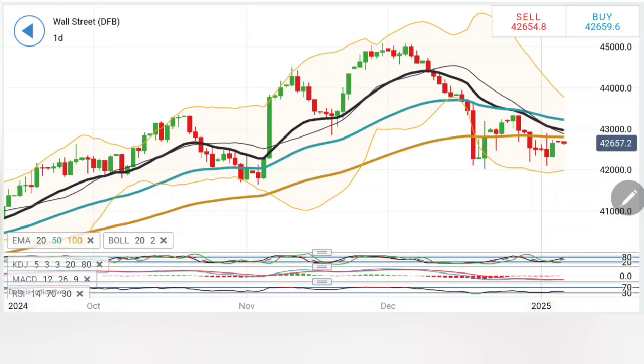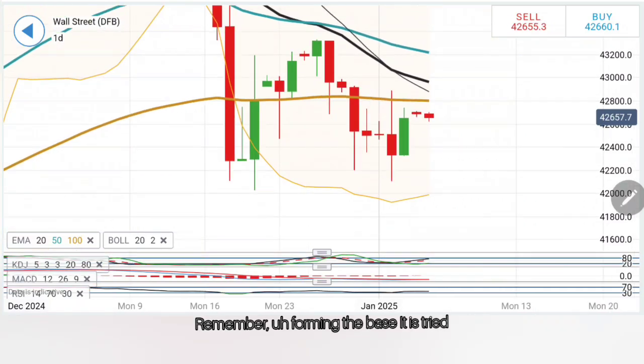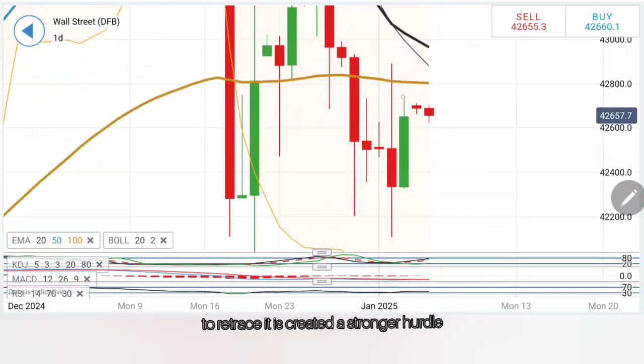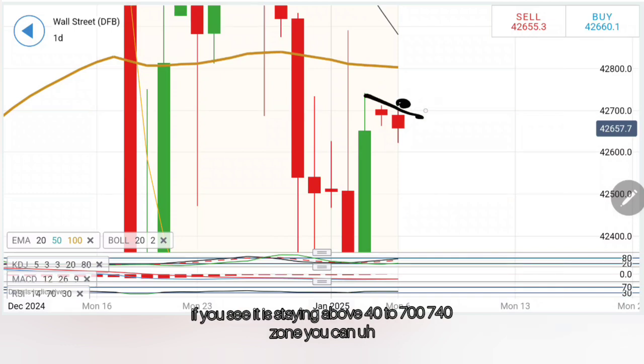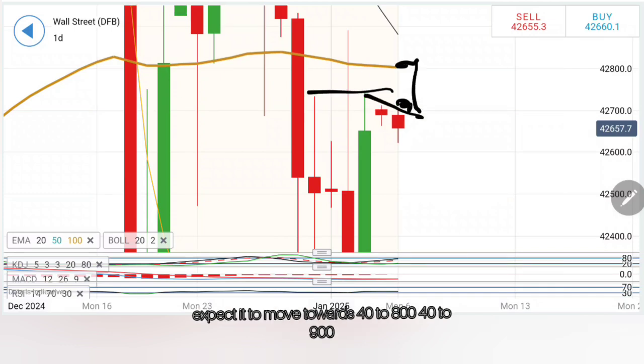Coming to the daily charts, remember it was forming the base, it tried to retrace, and it has created a stronger hurdle here on the upside. So now if you see it is staying above 42,700, 740 zone, you can expect it to move towards 42,800, 42,900.